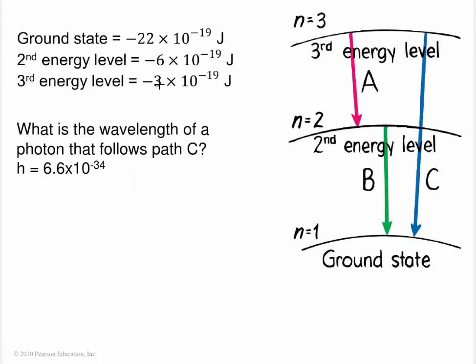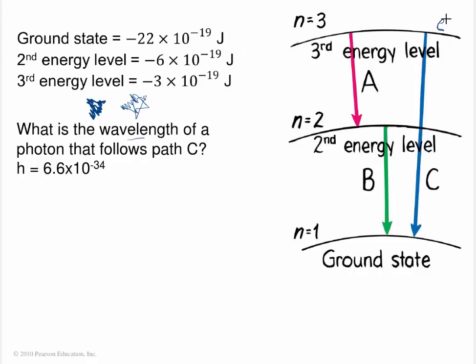So let's just get a little bit of practice here calculating one of these, and please make sure you can do this. You're definitely going to see this on the homeworks and probably the quiz, and definitely on the test. So suppose we had an energy level diagram that kind of looks like this, and you'll also see this in the lab, by the way. What is the wavelength of a photon that's going to follow path C?